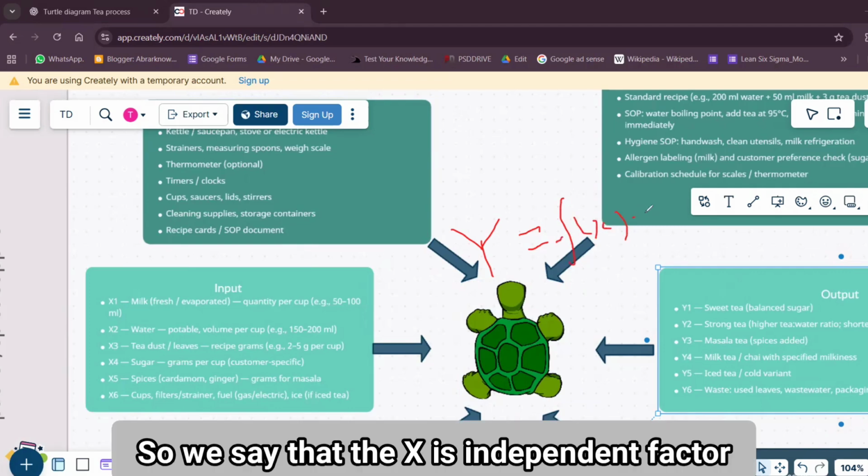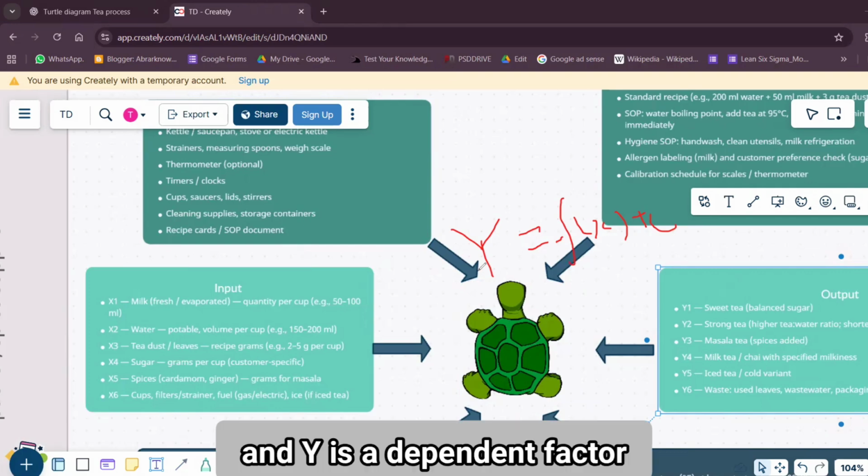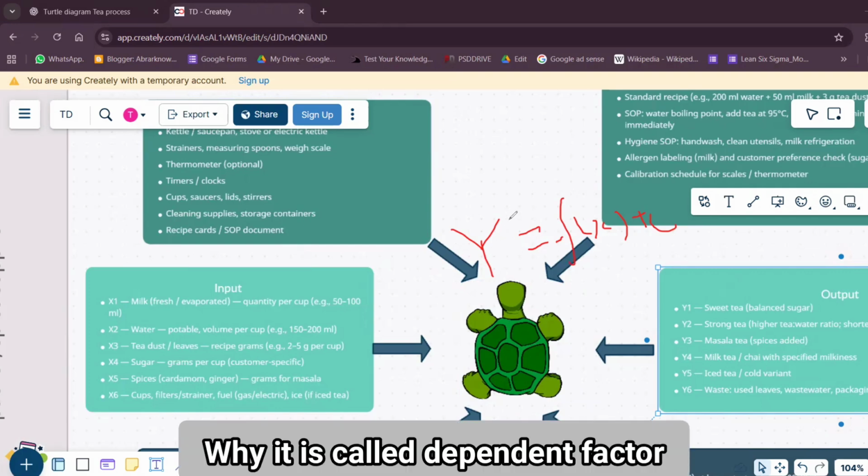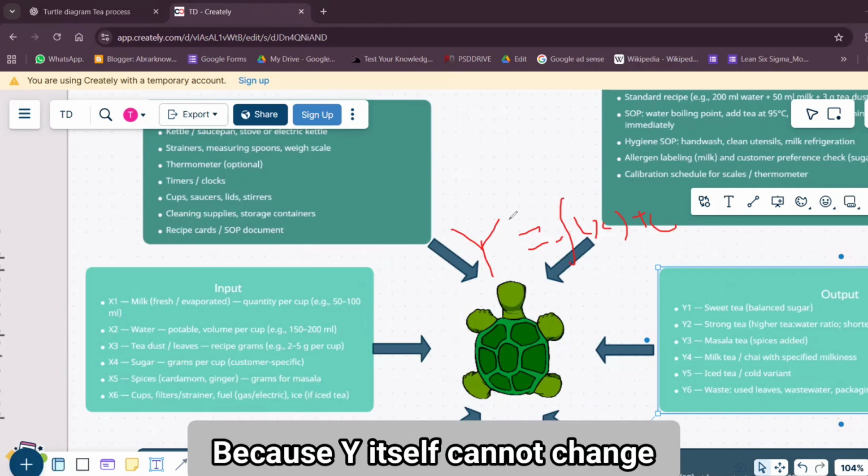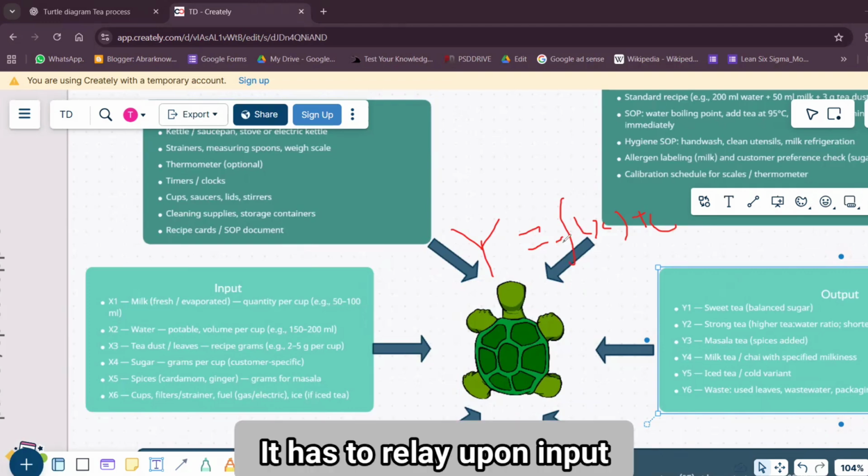So we say that X is the independent factor and Y is the dependent factor. Why is it called the dependent factor? Because Y itself cannot change. It has to rely upon the input.